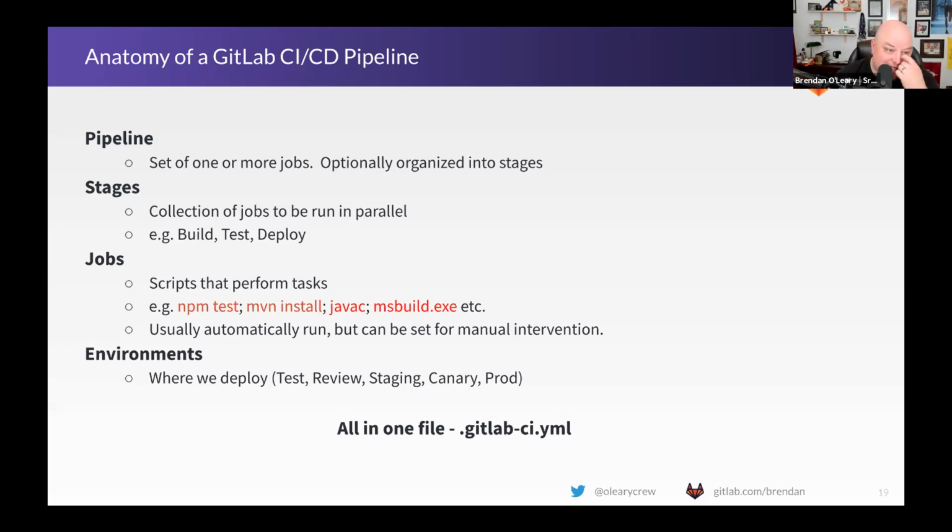And then we also have this concept of environments, which is, hey, where are we going to deploy this to? Are we doing a review app? Are we pushing it to a canary build? Are we pushing it to prod? And that all is contained as code in the GitLab CI YAML file.